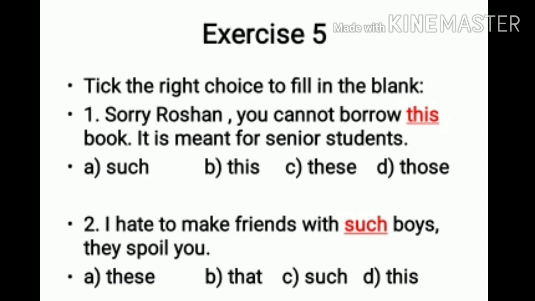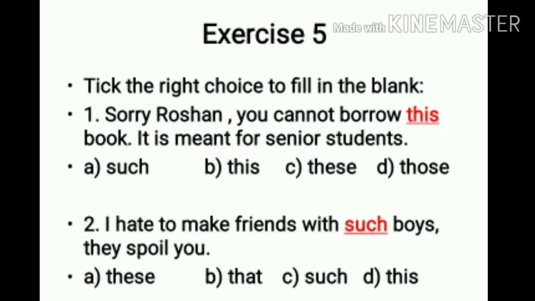You have to take the right choice to fill the blank. So your first one is, sorry Roshan, you cannot borrow dash book. It is meant for senior students. So your choices are such, this, these and those. So your right answer will be this book, because we are talking only about one book and we are pointing out. We have to fill in with demonstrative adjectives.